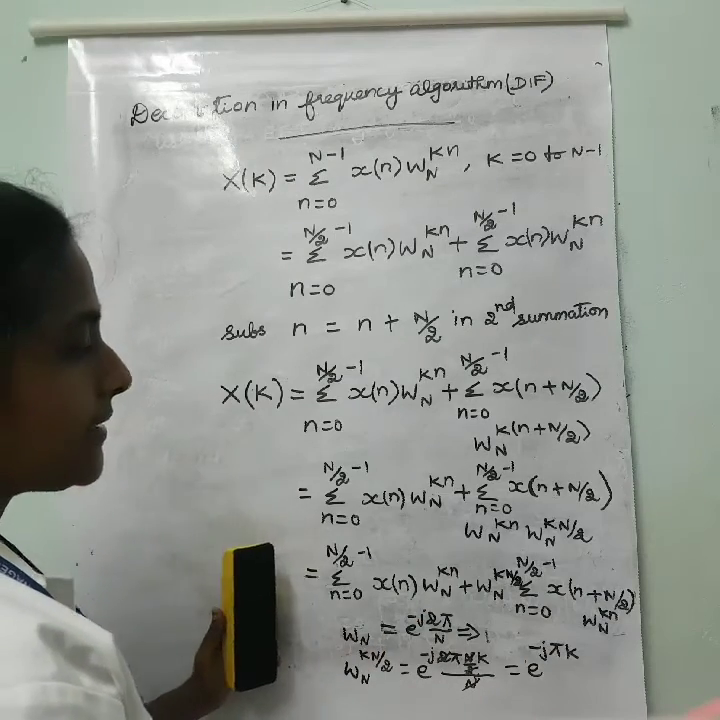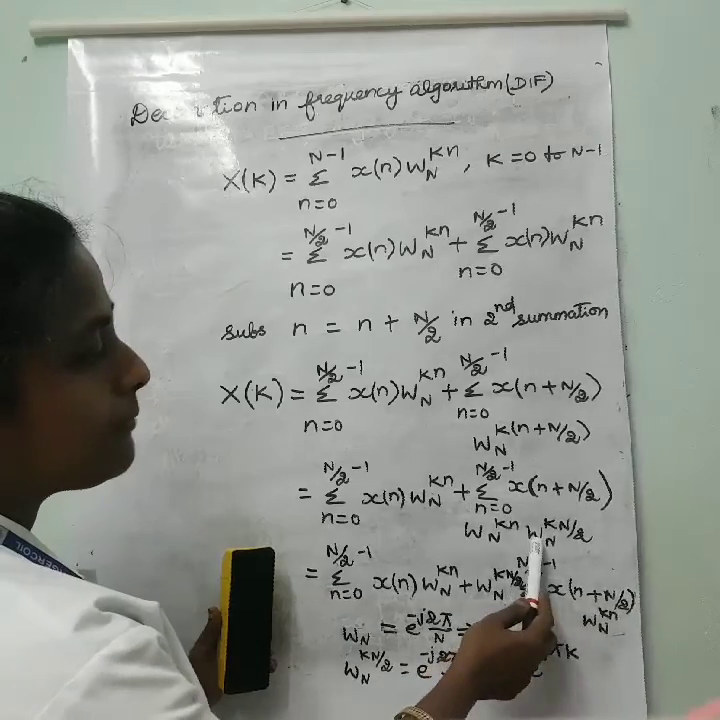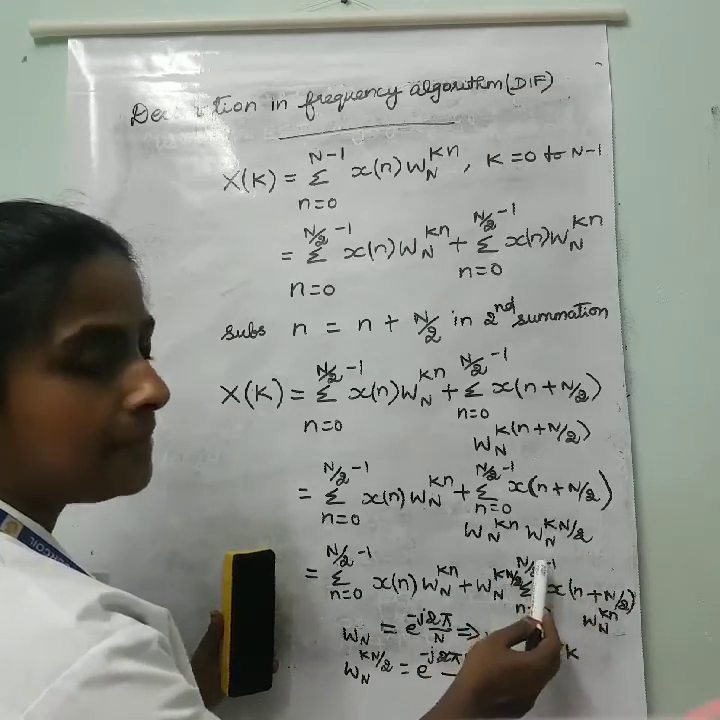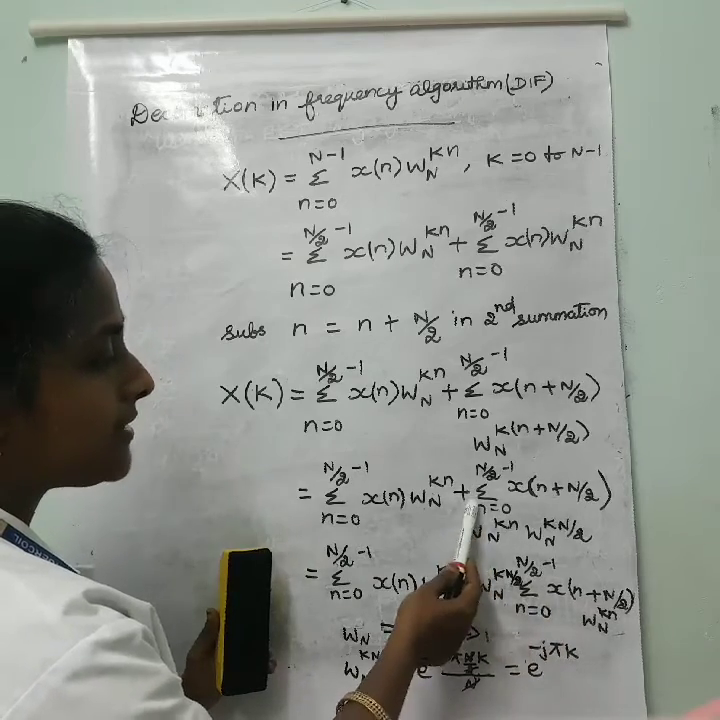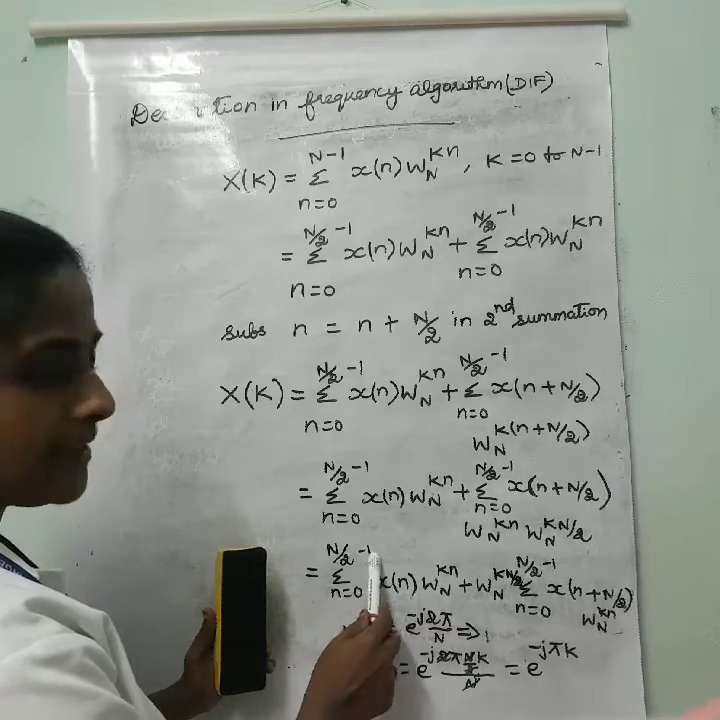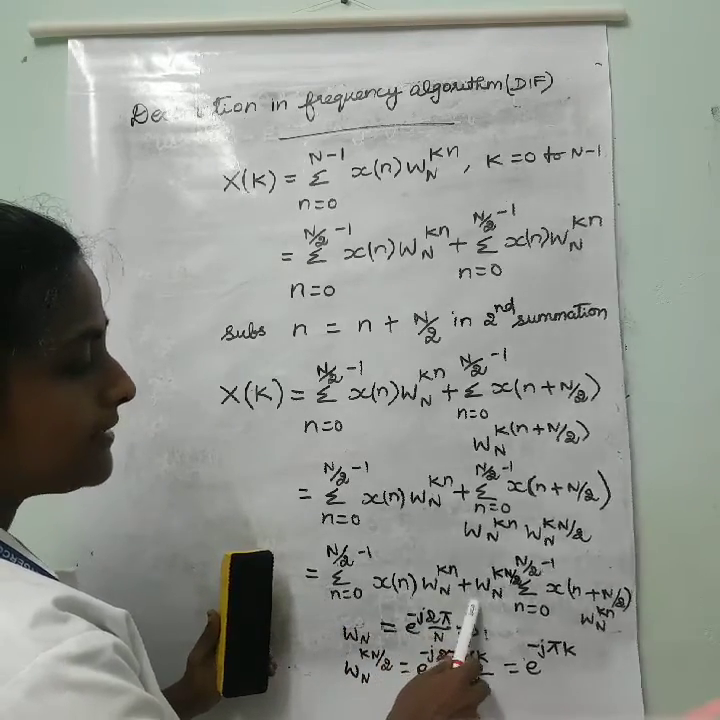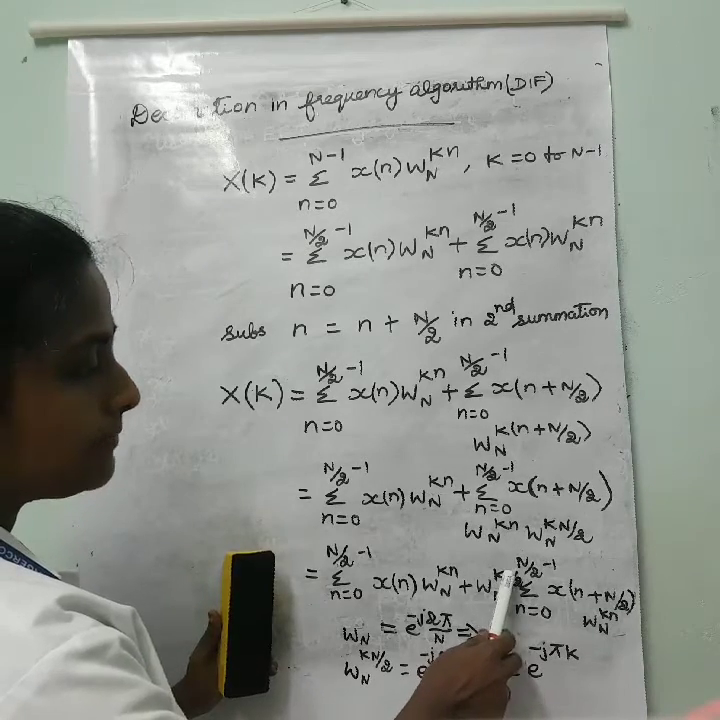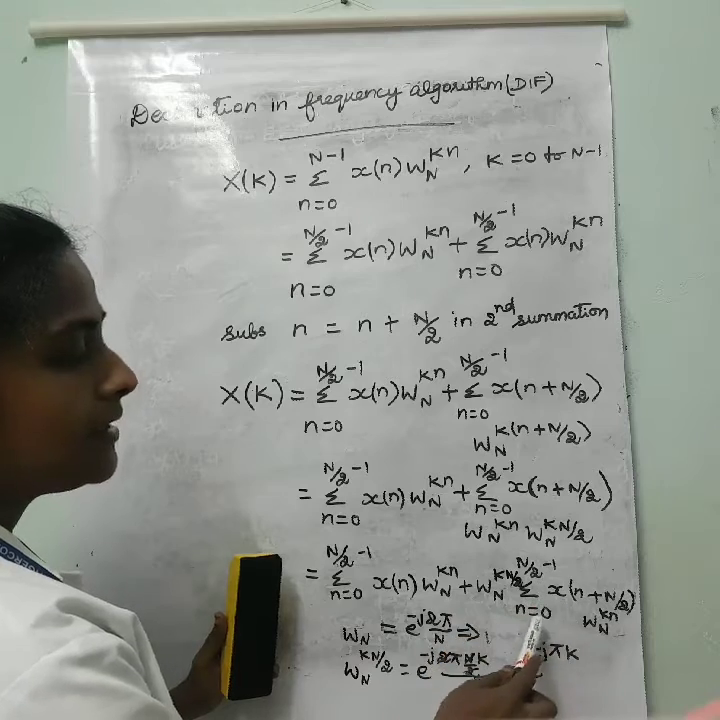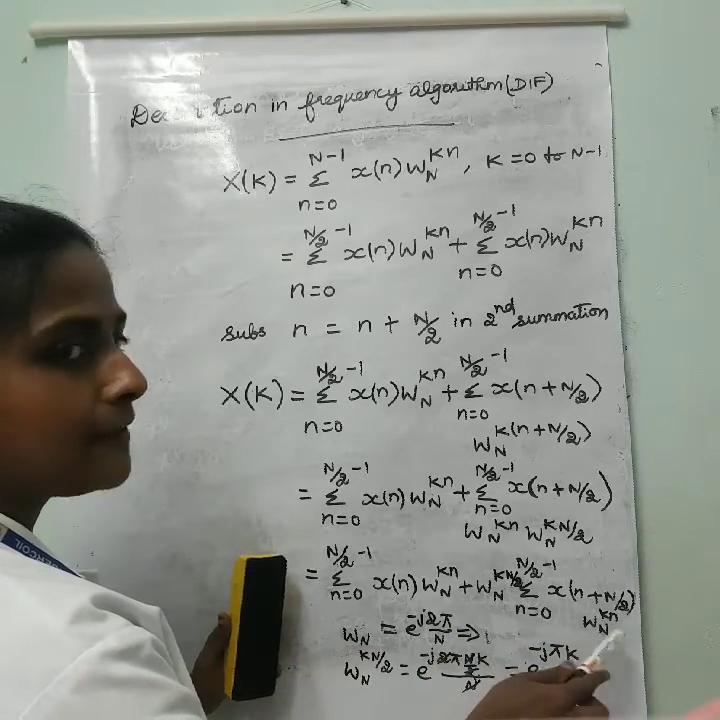In the next step, you have to simplify this twiddle factor. Here W_N power k into N divided by 2 is the constant term, so you can take it outside the summation this way. So, summation n is equal to 0 to N by 2 minus 1 of x of n into W_N power kn plus W_N power k N by 2 into summation n is equal to 0 to N by 2 minus 1 of x of n plus N by 2 into W_N power kn.